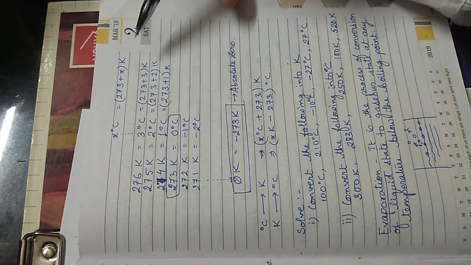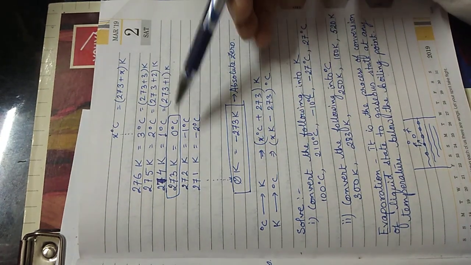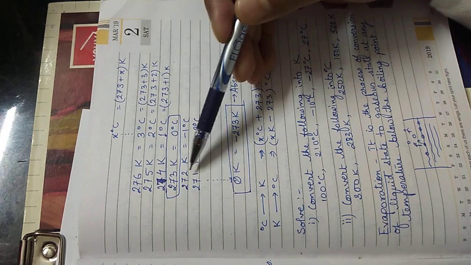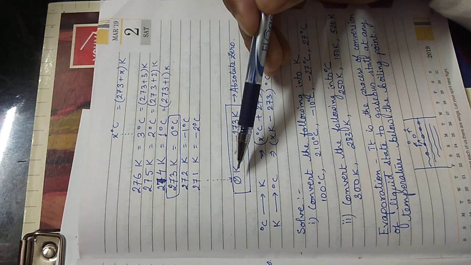So how can we convert it into Kelvin? Just add 273. Now if we come downward, this is decreasing. So a time will come when it will reach 0 Kelvin. So 273 Kelvin becoming 0 Kelvin.